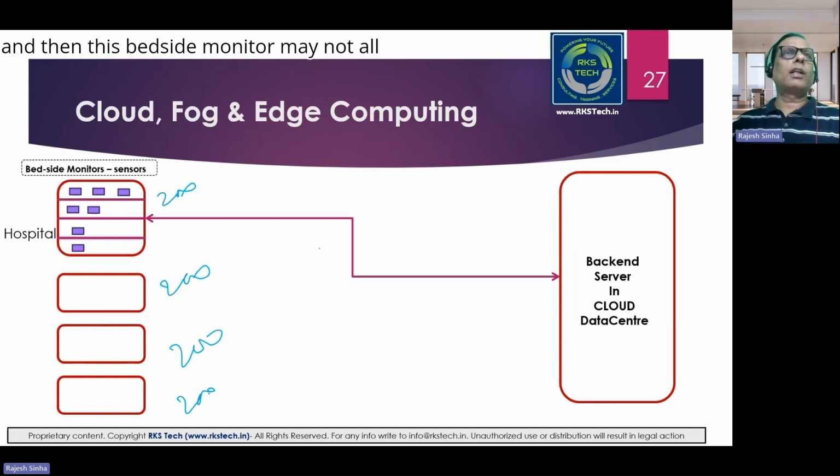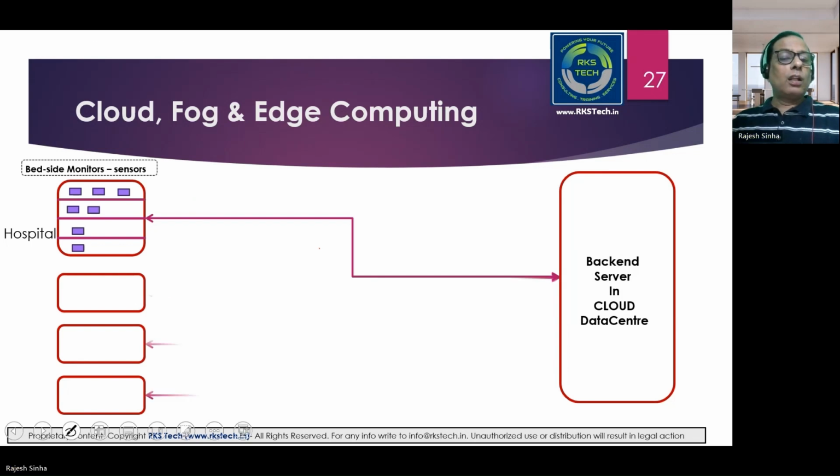And then these bedside monitors may not all be the same. So the bedside monitor in a gynecology department may be very different from the bedside monitor in the orthopedic department. The bedside monitor where you have pregnant mothers may be capturing the heart rate of the baby which is in the mother's womb, and that kind of requirement may not be there in orthopedics. So the bedside monitor may be different in different departments, because in different departments the kind of parameter which you want to capture from the patient may be different.